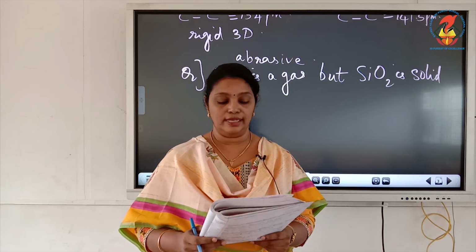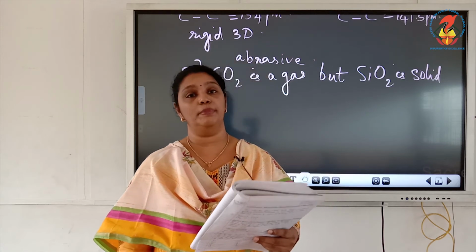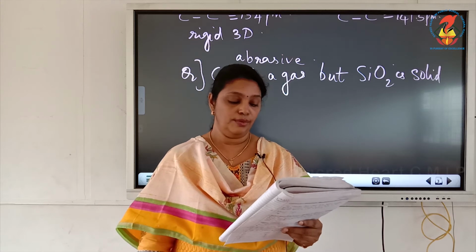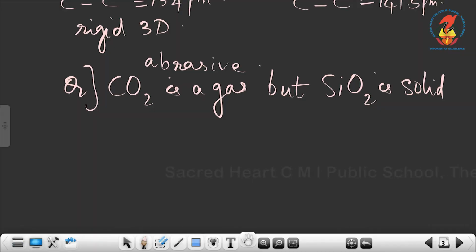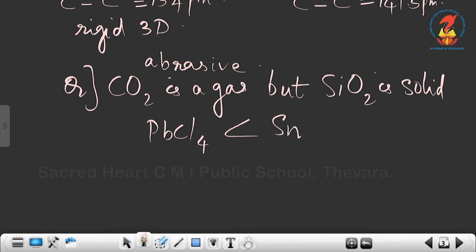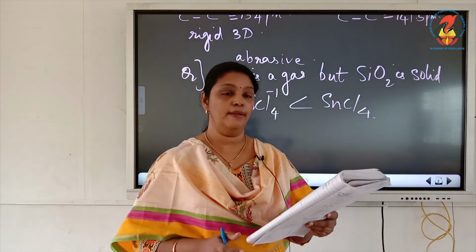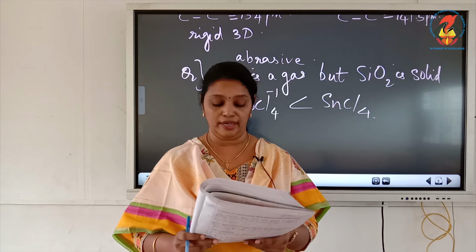Now, next question is, the +2 oxidation state of lead is more stable than +4. Why? Because of inert pair effect. Now, next question, PbCl4 is less stable than SnCl4. PbCl4 is less stable than SnCl4 because in PbCl4 the oxidation state of lead is +4, and we know lead is stable in +2 oxidation state because down the group the stability of lower oxidation state increases due to inert pair effect.